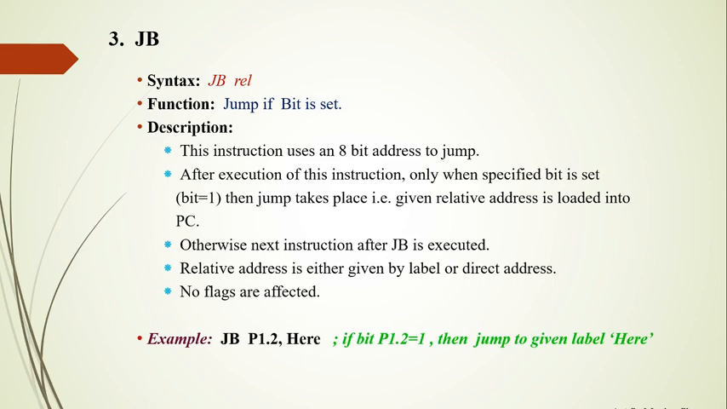So here, JB P1.2, followed by a label. Jump if bit P1.2 is 1 or set, then the jump will be taken to this location or label here. Again here, JB A.4, 40H. A.4 is nothing but the 4th bit of the accumulator. If this bit is set, then jump to the given address, that is 40H.